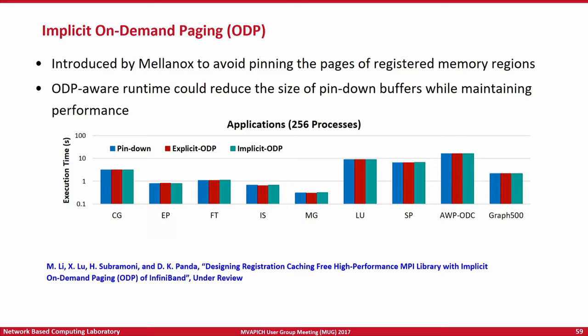In this graph, we show the kind of performance you get with the pin-down scheme, which is the default scheme, your explicit ODP and your implicit ODP scheme, which are both designs inside MVAPICH2. This was done in an SC16 paper last year, and this most probably will be a HiPC paper this year, which is under review. As you can see, there is little or no degradation between the pin-down schemes and the proposed on-demand paging based schemes inside MVAPICH2. But the benefit is that the on-demand paging based schemes require no pinning of memory, thereby allowing applications to use that memory if they need it. So that flexibility is there for applications with the on-demand paging scheme.